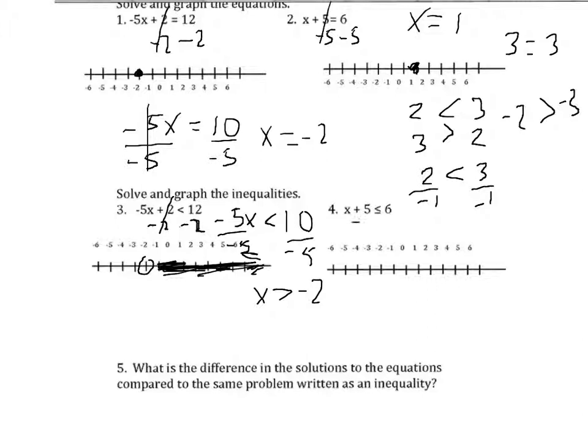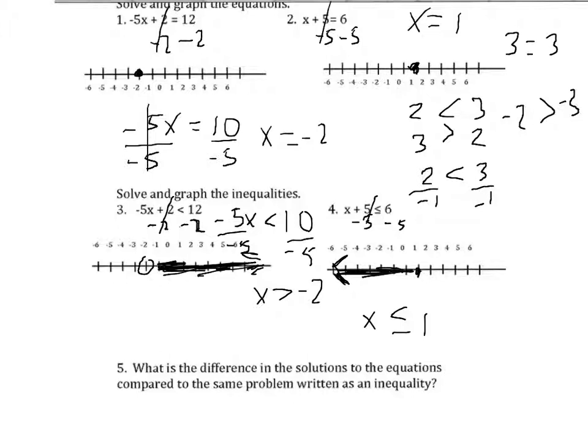And then you solve the other one, subtract 5, and so x is less than or equal to 1, and it didn't change direction because you didn't multiply or divide by a negative. So you're just going to have a closed circle this time at +1. And you're going to shade to the left to show that it includes not only +1, but all the numbers less than 1.